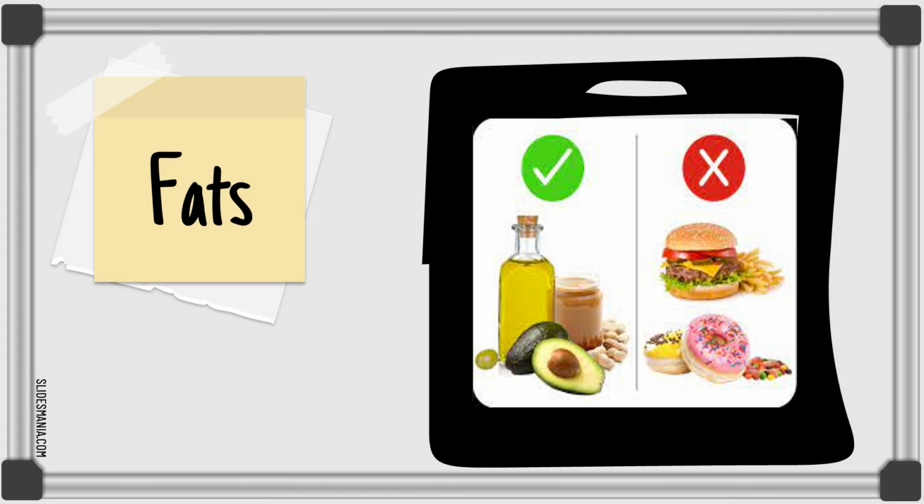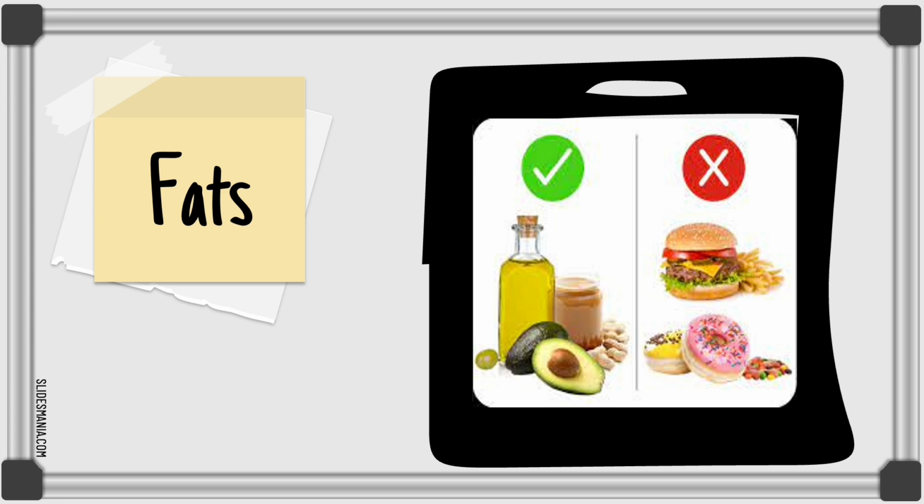Okay, now you have the food which gives you fats. You can see the green tick and the red tick. What do you think is the green tick and the red tick? The green tick is the healthy fats. And what's the red tick? The red tick is the junk food. Junk food or unhealthy fats.